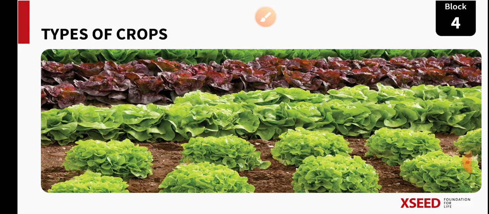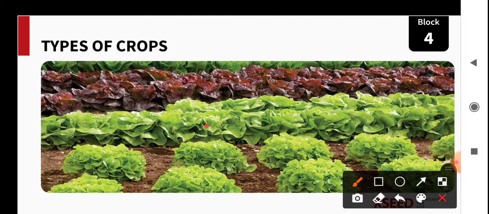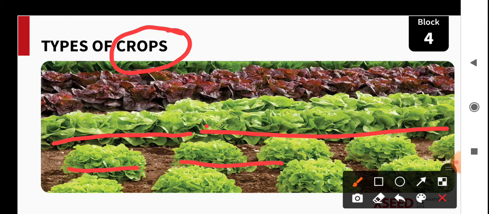Now we will see the types of crops. What does a crop mean? When the same type of plants are grown on a large area, they are known as crops. You can see here a cabbage crop is grown. They are well organized, right?